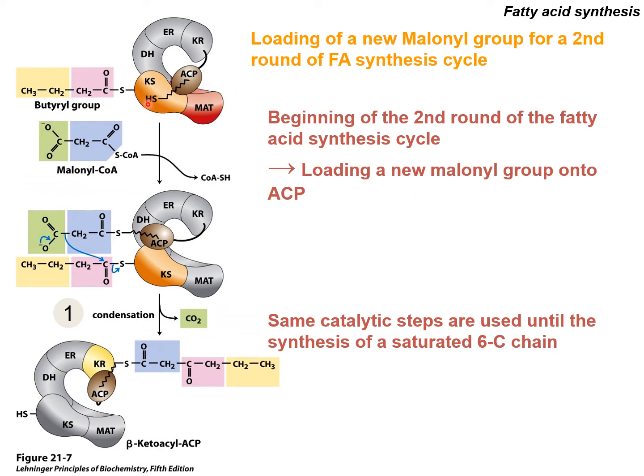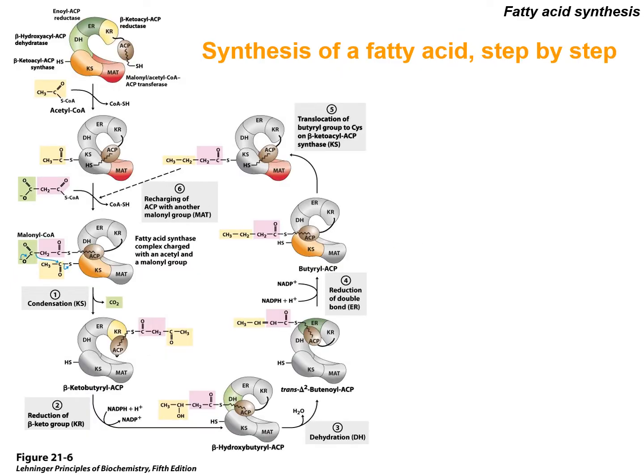Now, this means that this is free. We can load this time a malonyl-CoA. So we don't use acetyl-CoA, we use a malonyl-CoA, which is made by ACC, as I explained earlier. And then the same process occurs, whereby these 2 carbons are donated to the butyryl group. And so on, and so on, until we generate a full palmitic acid.